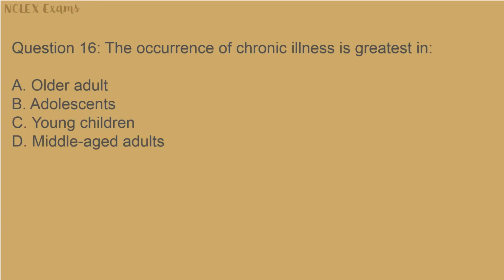Question 16. The occurrence of chronic illness is greatest in A. Older adults. B. Adolescents. C. Young children. D. Middle-aged adults.